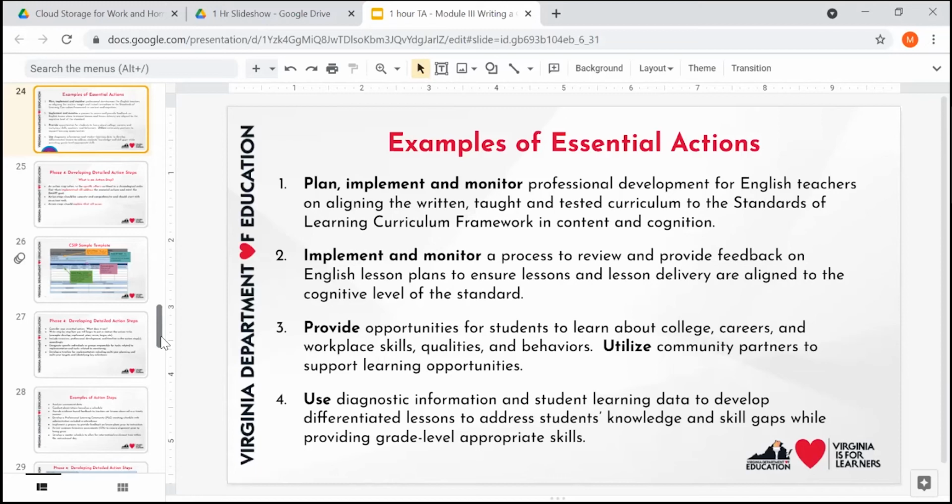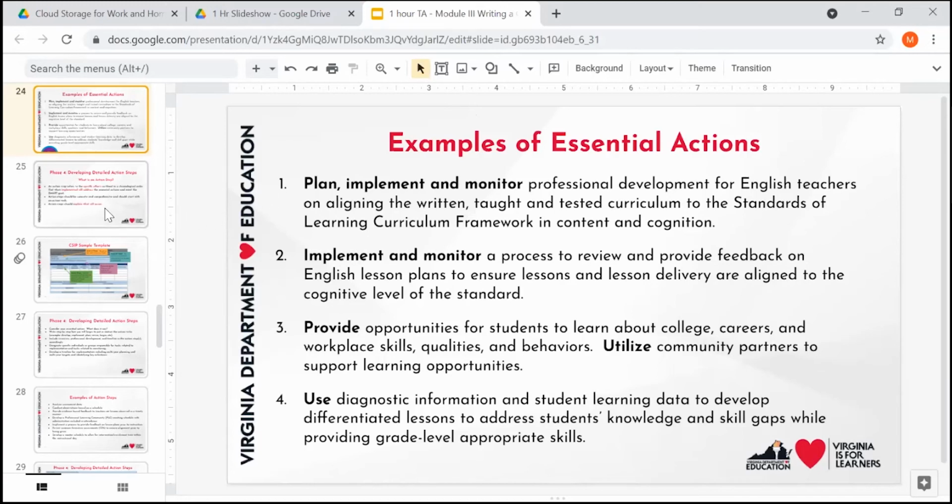Okay, number 3, provide opportunities for students to learn about college, careers, and workplace skills, qualities, and behaviors. Utilize community partners to support learning opportunities. And then the last one, use diagnostic information and student learning data to develop differentiated lessons to address students' knowledge and skill gaps while providing grade level appropriate skills.